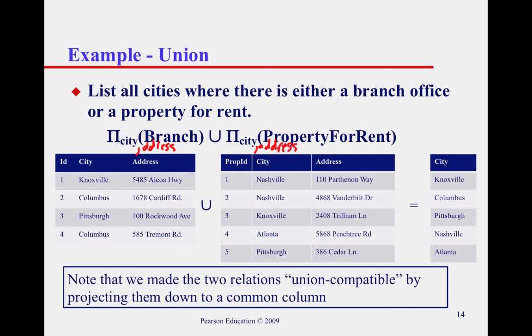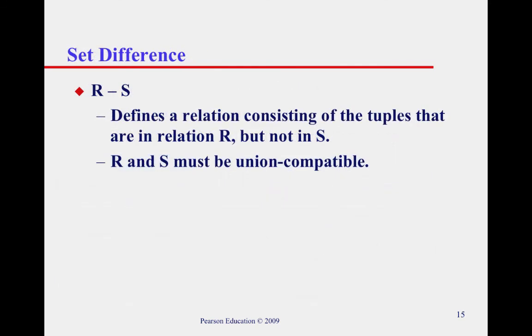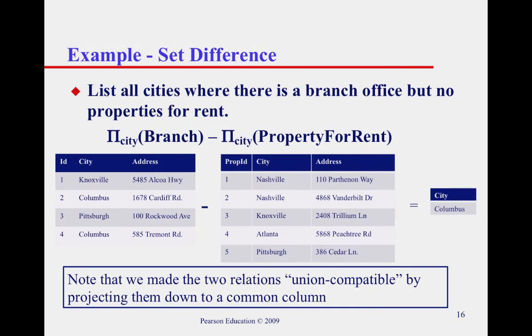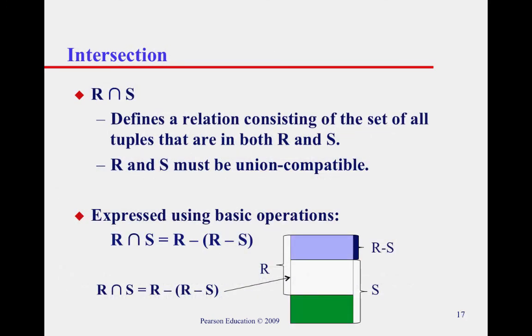You could say it would also have been equally valid to do a union on the whole thing because all three columns have the same domains, but clearly ID is meant to be different, right? So it's kind of stupid to union on the ID, whereas city and address in some sense cover the same domains and mean the same thing. Set difference, also pretty obvious, and union compatible. Not even going to bother with the example, you can look at the slide.